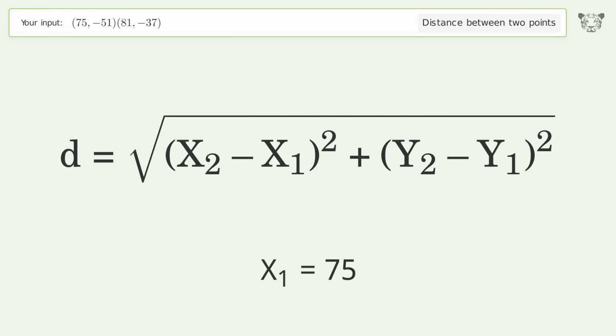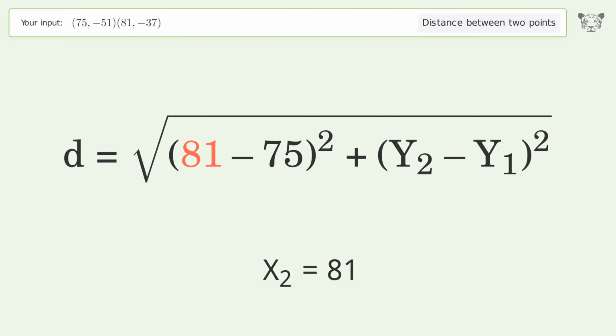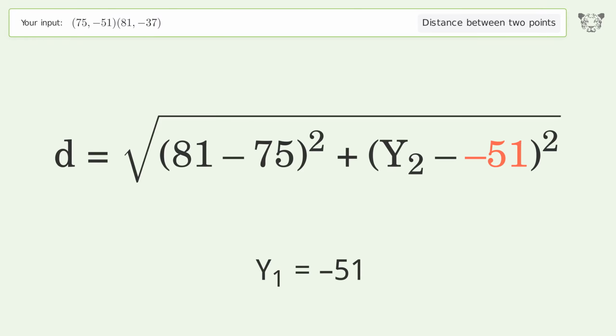x1 equals 75. x2 equals 81. y1 equals negative 51. y2 equals negative 37.